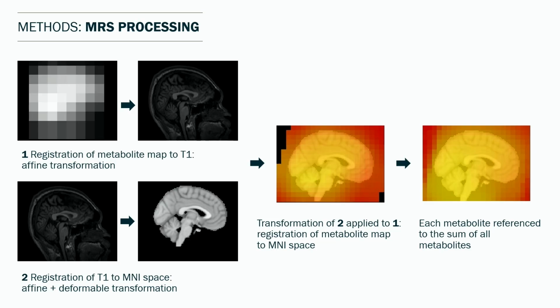And finally, what I need to mention is that phosphorus, unlike proton, doesn't have an internal reference, so you cannot reference to water, because water doesn't have phosphorus. There are several ways to deal with this, but we chose to reference all metabolites to the sum of all metabolites. So pretty much any results you will see here are basically a percentage. Each metabolite is a percentage of the sum of all metabolites.